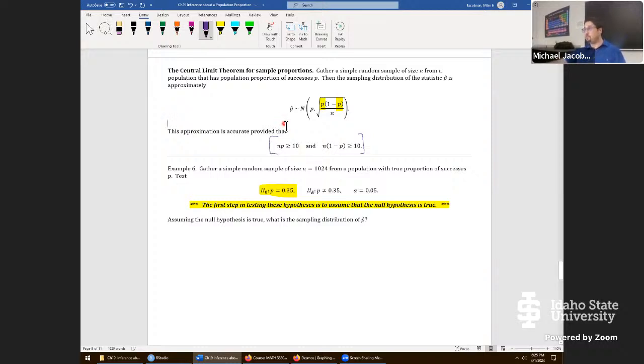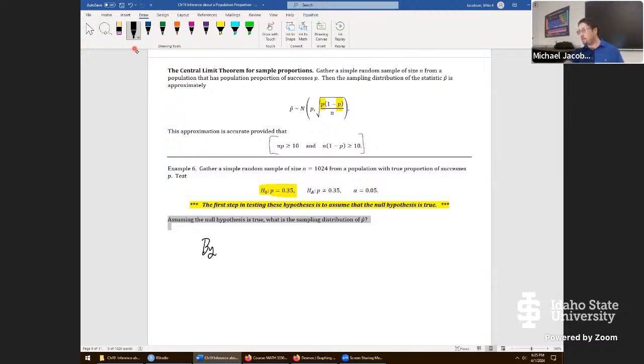So back to this problem, it says, gather a simple random sample size 1024 from a population with true proportion of successes P. We're going to assume immediately that P takes on a value 0.34. And if that null hypothesis is true, we can now say this. What is the sampling distribution of P hat?